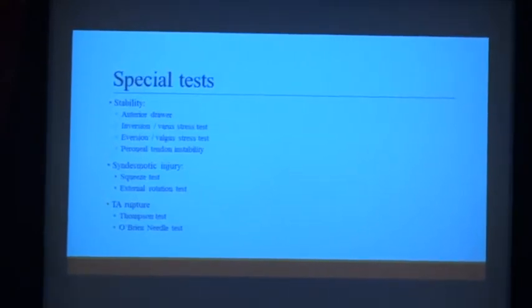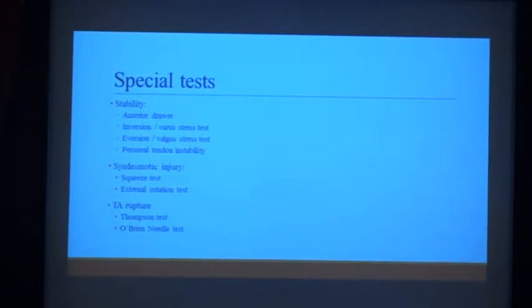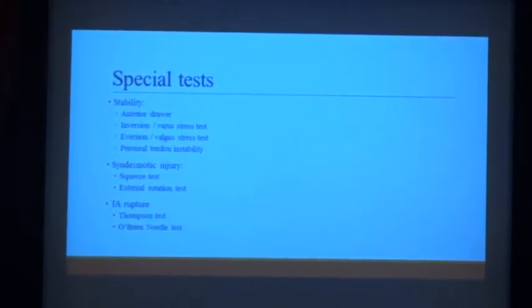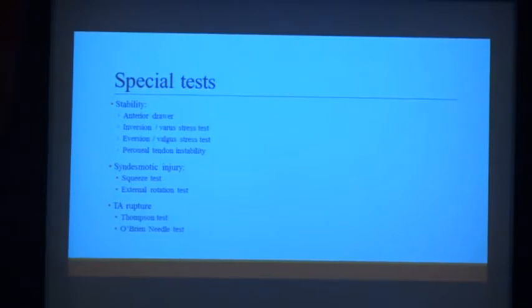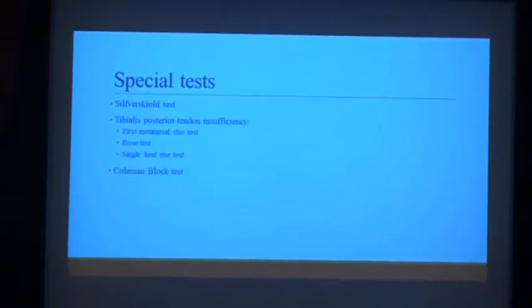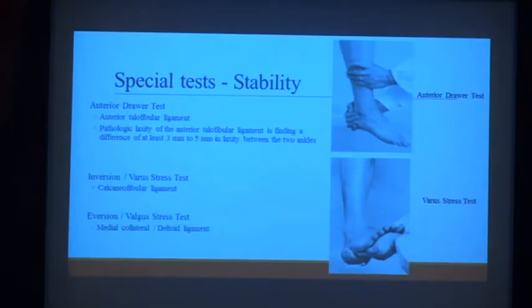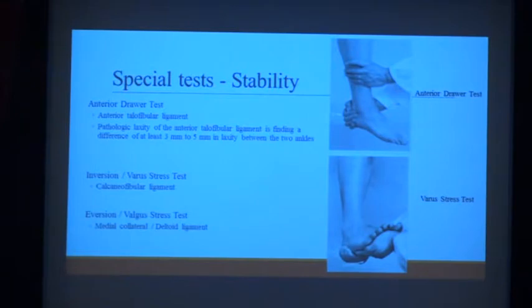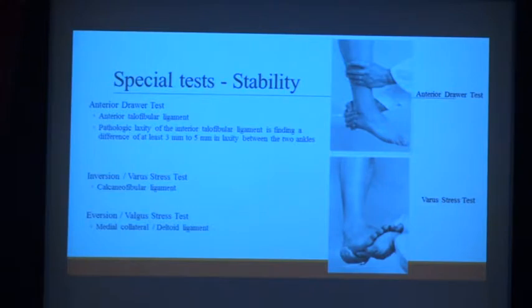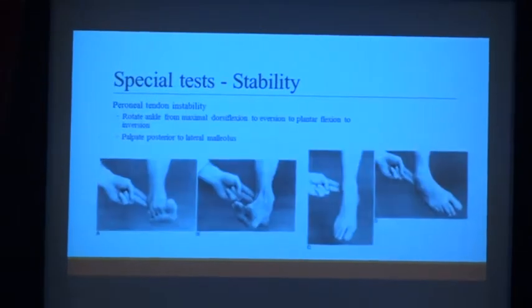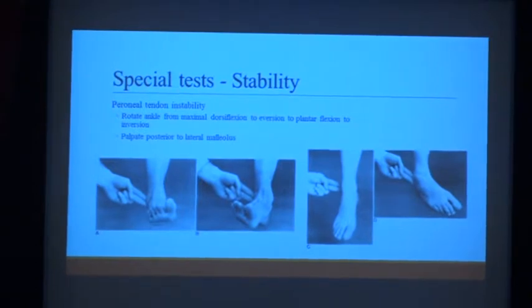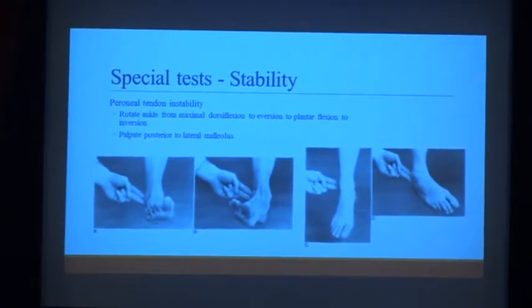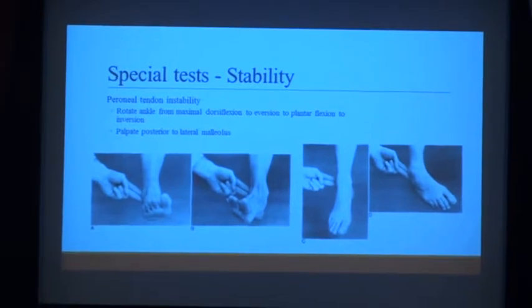The special tests: the anterior drawer test, syndesmotic injury and tear rupture. The Thompson test where you do a squeeze test. So you're doing an anterior drawer test to see whether the anterior talofibular ligament is stable. Look for peroneal tendon instability, rotate the ankle in the maximum dorsiflexion and see if there is any snapping of the peroneal tendons.